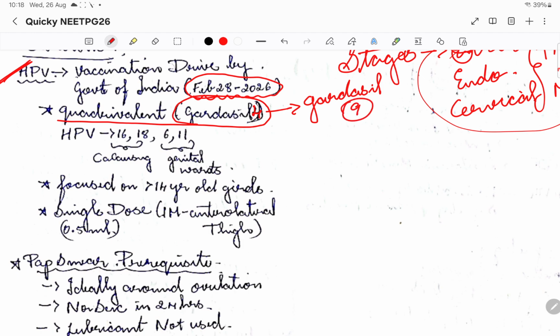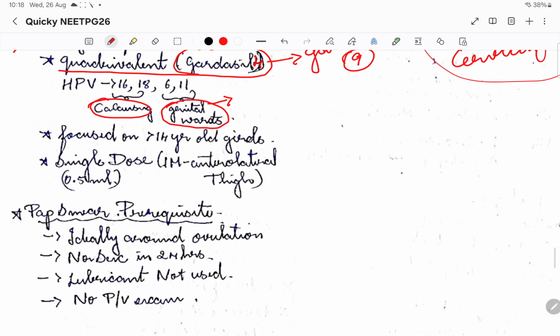This is more than enough for HPV protection. It contains the variants 16, 18 and 6 and 11. 16 and 18 are the cancer causing HPV, whereas 6 and 11 cause genital warts. You know that, right? Genital warts is condyloma acuminata. So this will cover all these things, and that is why the vaccination drive is going on. This is very important. With Gardasil 4 we are targeting 16, 18 and 6 and 11.